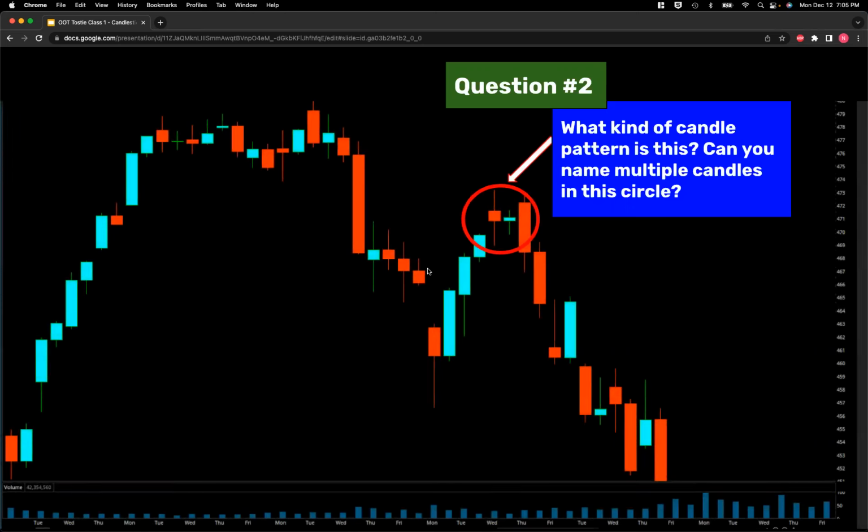Actually, I forgot about this example. I really don't like this example that much, but there are a few good things to name here at least. So take a look at this candlestick chart and see if you can name a few different patterns.